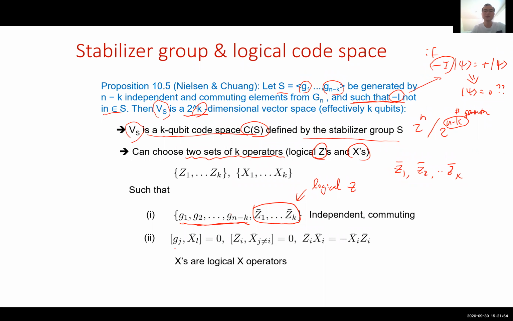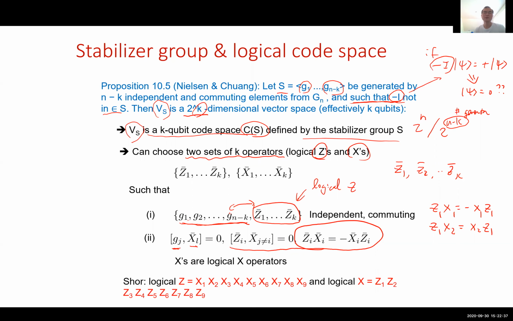So these are mutually commuting, and the X operators should also commute with the stabilizer generator, and then these would need to be anti-commuting. The qubit Z and X should be anti-commuting, right? But for qubit 1 and qubit 2, they still commute. Let me just say Z1 X1 equals minus X1 Z1, but Z1 X2 commute. Okay, this is different from the Fermi operator.